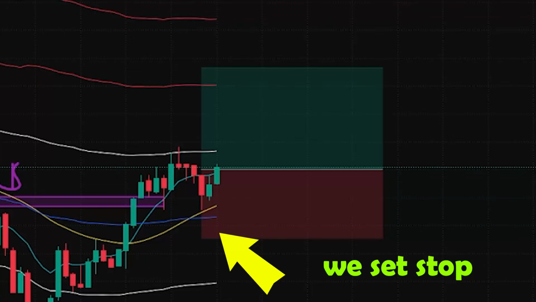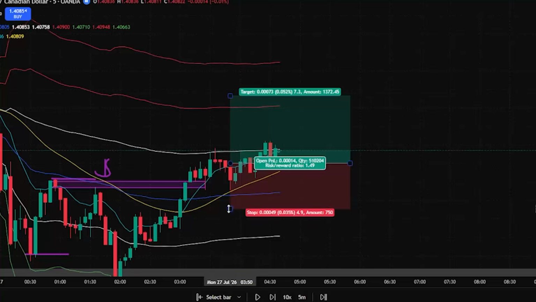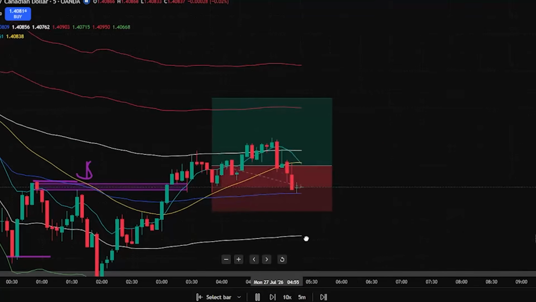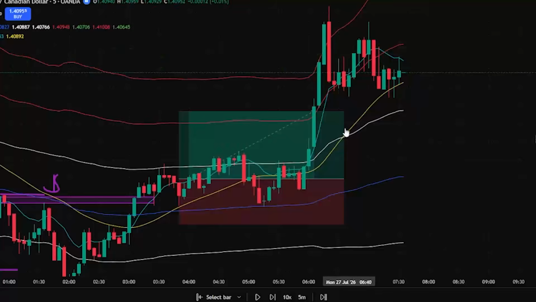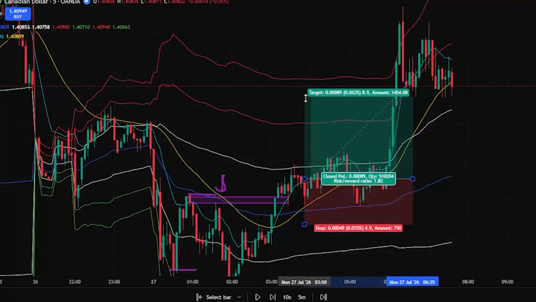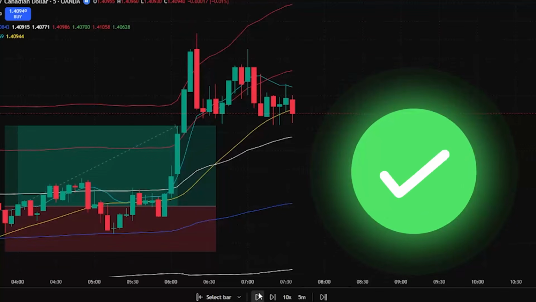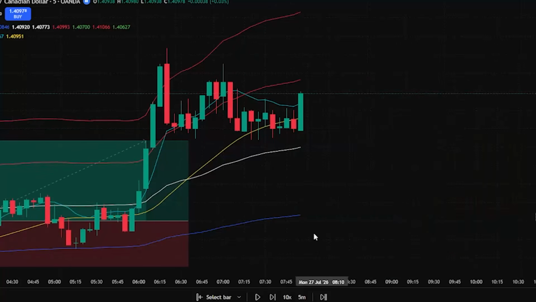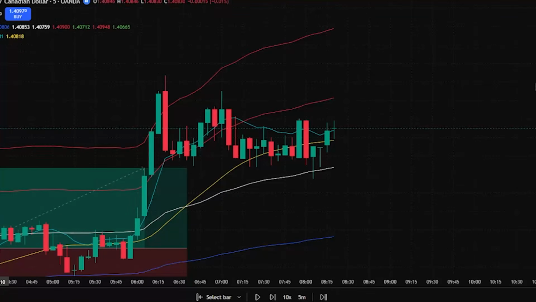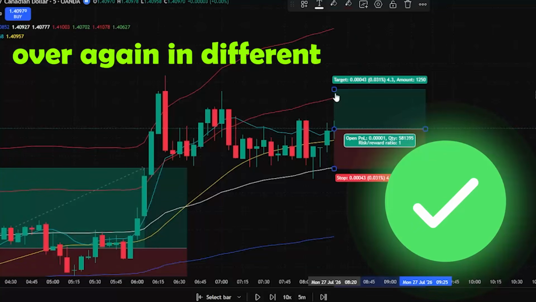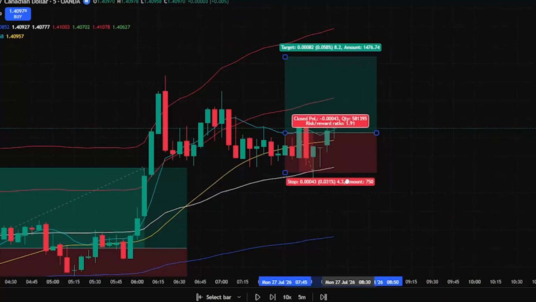We place the stop loss behind the last zone, which, if the price reaches, means that our analysis is no longer valid, and we determine the target based on the risk-reward ratio. In this trade, the price moves exactly according to our scenario after entry and reaches the target. But the important thing is that we are not examining a trade. A strategy is valuable when it can perform well over and over again in different market conditions.